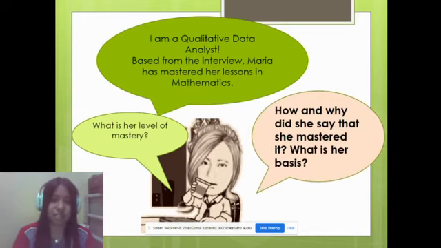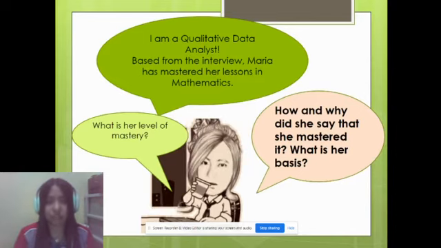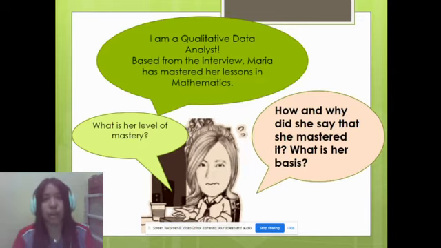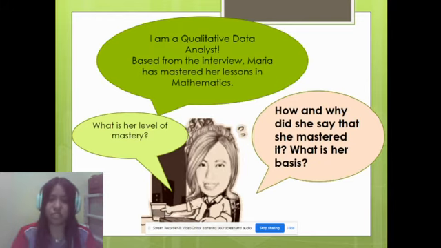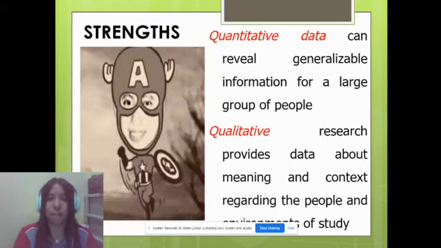What is her basis? So if we see now the connection of quantitative and qualitative, if I will use quantitative, there is still a need to answer the question why, while if I'll use qualitative data alone, still there is a question that is to be answered. So this means that it's better to use mixed method.